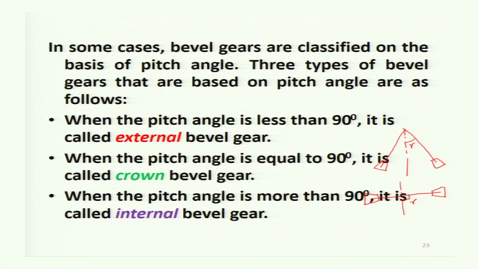When the pitch angle is more than 90 degrees, it is called internal bevel gear. More than 90 degrees means if this is the axis of rotation of the shaft, then the angle is this one, this is the gamma, and that happens for the case of internal bevel gear.